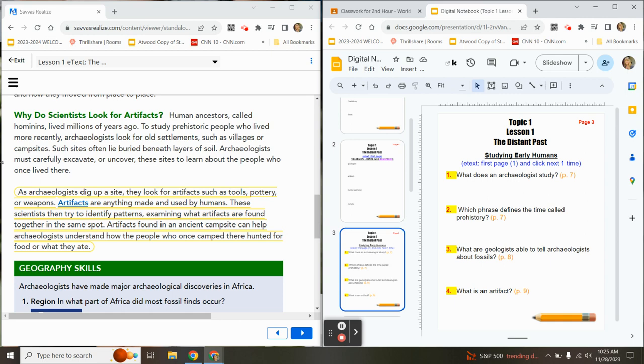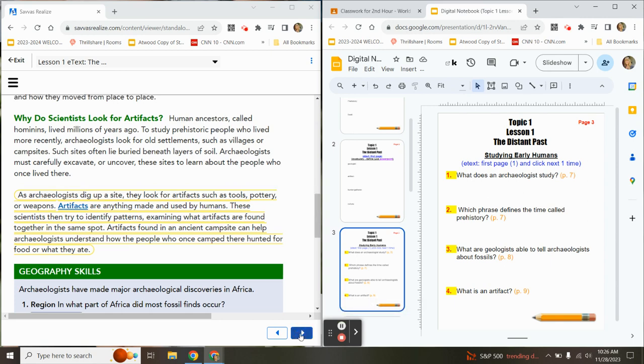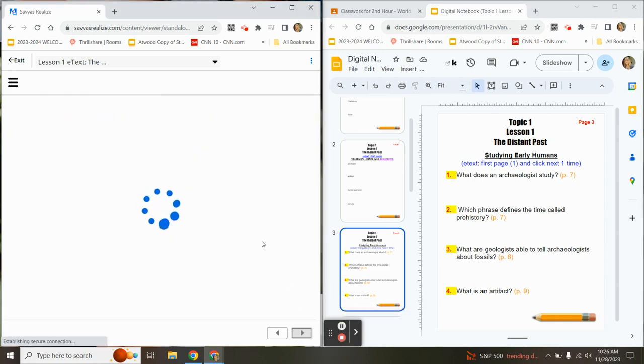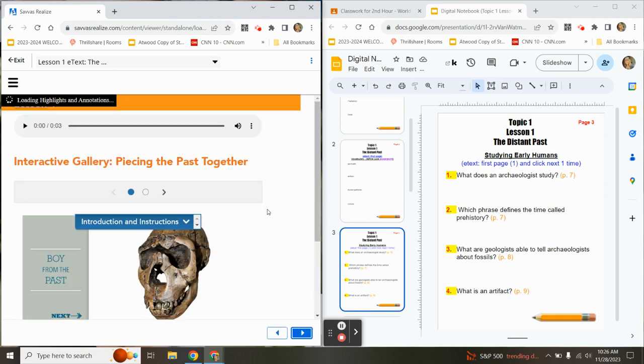Page 9 of your textbook. It's in this circled yellow text that starts with "as archaeologists dig up a site." Go ahead and get that answer. Notice this is a quiz question. This whole page is quiz questions. All right, let's move on to the next page. Click next at the bottom right.